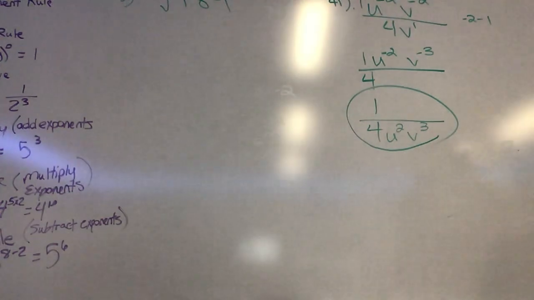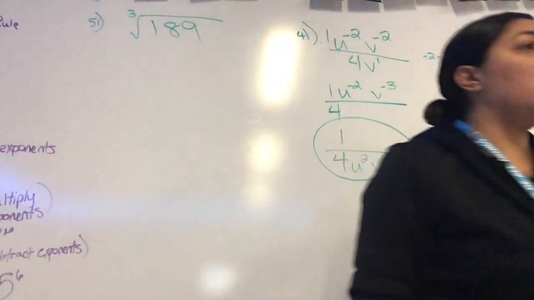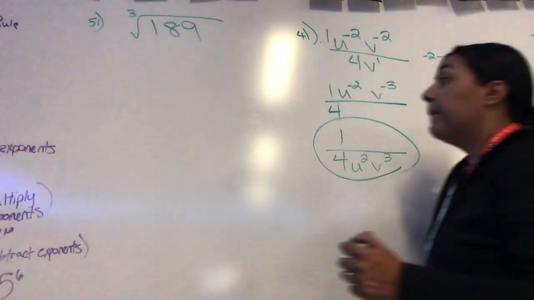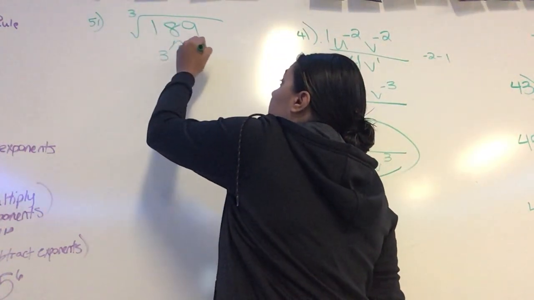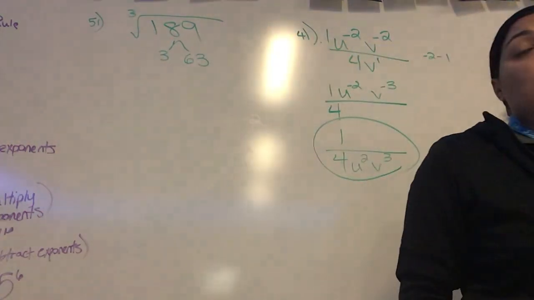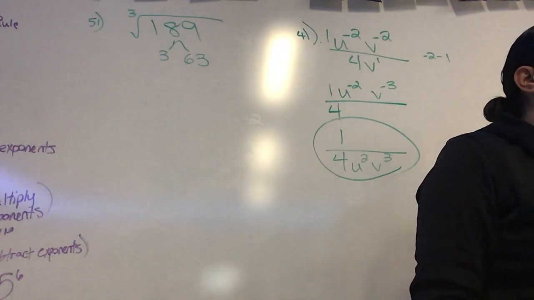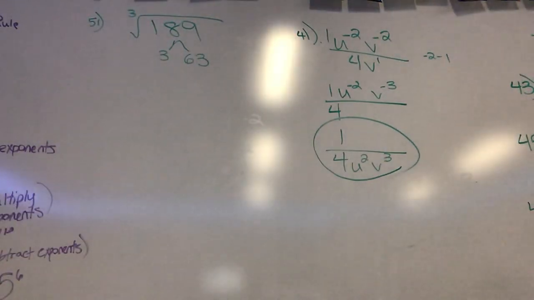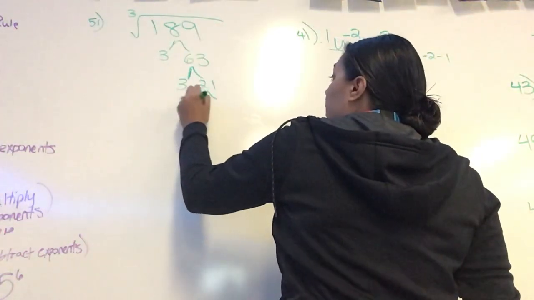What are some factors of 189? On your calculator, you say 189 divided by 2. Does that work? What you got? 3 and 63. Okay. What about 63? You say 63 divided by 2. If that doesn't work, 63 divided by 3. 3 and 21. And then 21, we got 3 and 7.